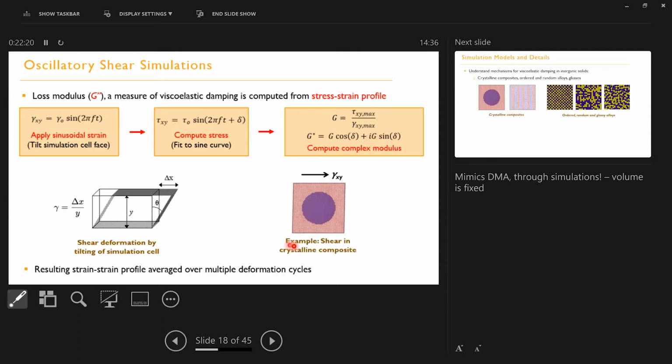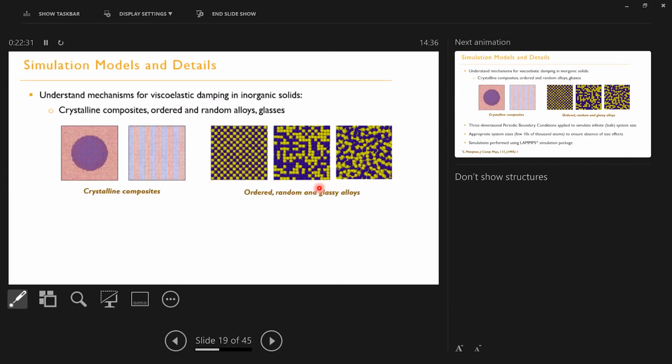And in simulation, it will look something like this. This is an animation of one of the structures. So you are applying a sinusoidal deformation. Okay. And we looked at various types of composites. In the first part of the talk, I will discuss our results on crystalline composites.